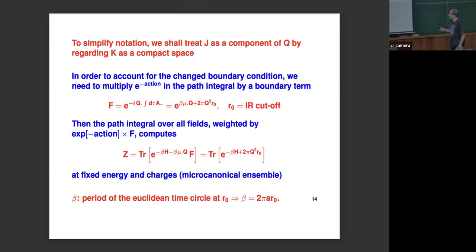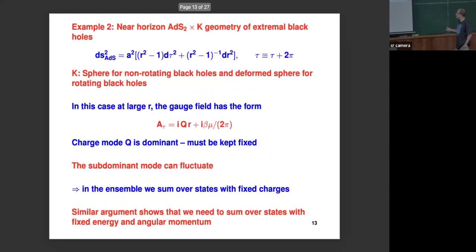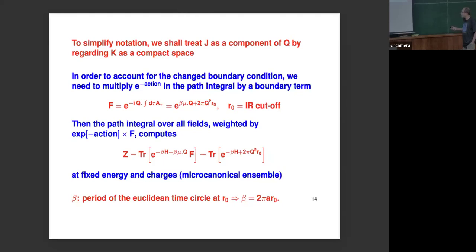Then by following the same rule, on the gravitational side, we have exponential of minus action times f. This is the weight factor, so the corresponding partition function will be given by this. Now this beta mu dot q basically gets cancelled, and you are left with e to the minus beta h plus 2 pi q squared r naught. Now this beta is also proportional to r naught, because beta is the period of the Euclidean time circle at r naught. You can see from the metric that the d tau squared coefficient is a squared times r squared minus 1. So the period at r equal to r naught is basically 2 pi times a times r naught. So beta is proportional to r naught.